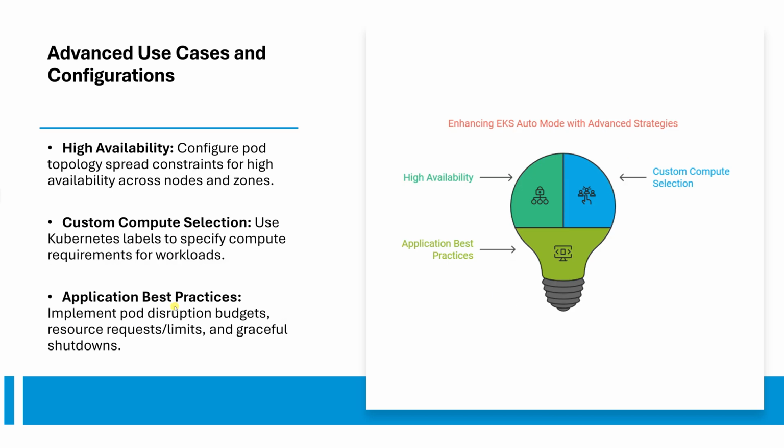The advantages of using it, the use cases and the configuration: high availability, custom compute selection, and application best practices. For high availability, configure pod topology spread constraints across the nodes and the zones. For custom compute selection, use Kubernetes labels to specify compute requirements for your workloads. And for application best practices, implement pod disruption budgets, resource requests and limits, and graceful shutdown.